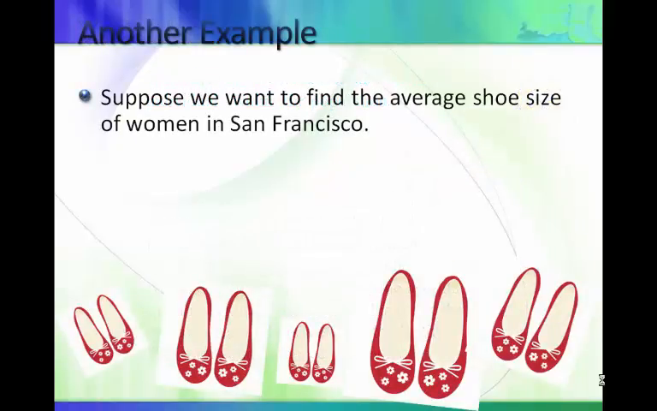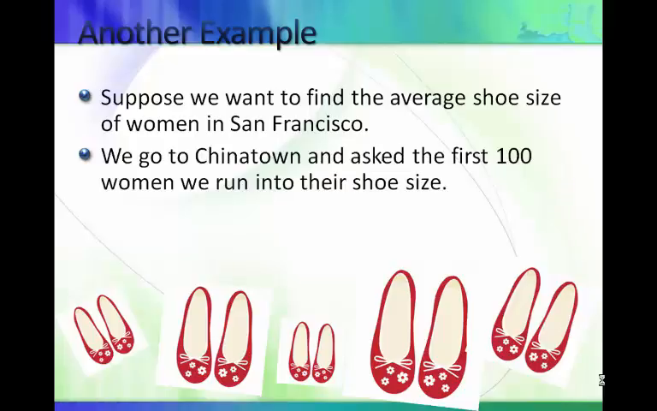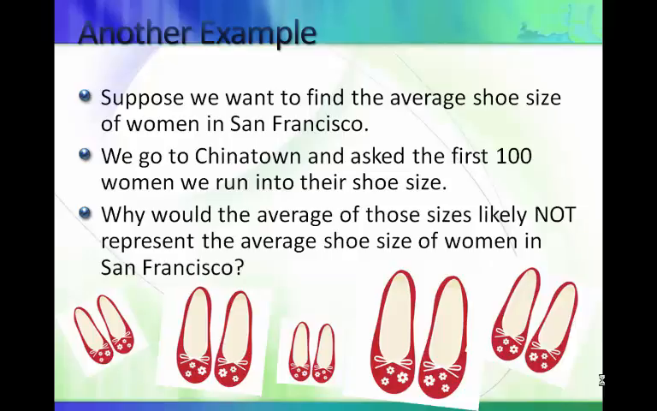Here's another example. This one deals with shoe size. Suppose we want to find the average shoe size of women in San Francisco. We go to Chinatown and we ask the first 100 women we see what their shoe size is. Why would the average shoe sizes for those people not represent the average shoe size of women in all of San Francisco?